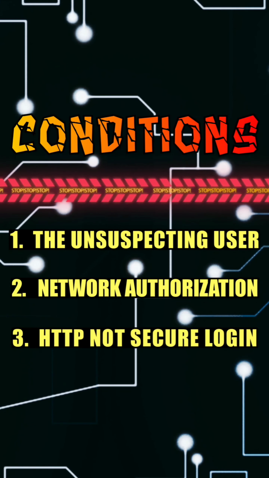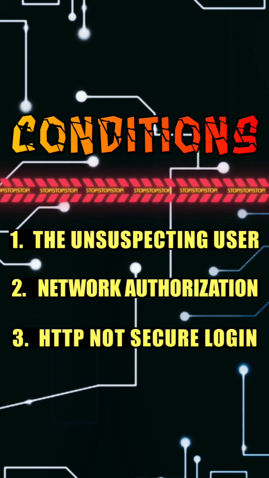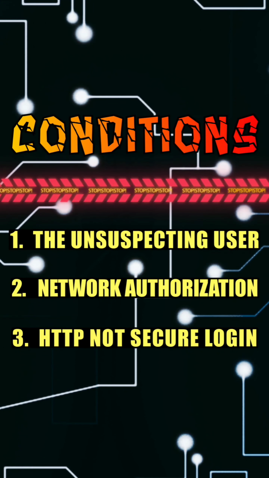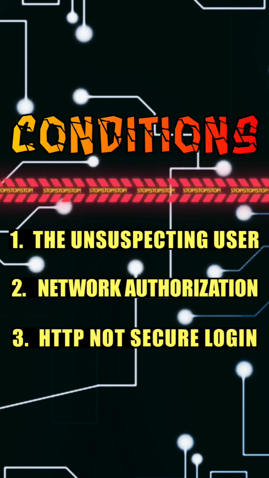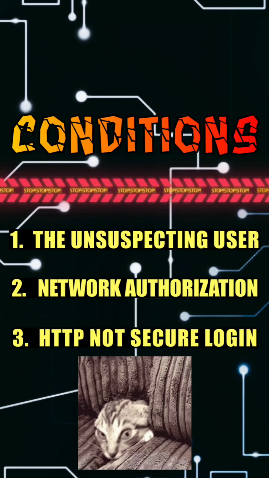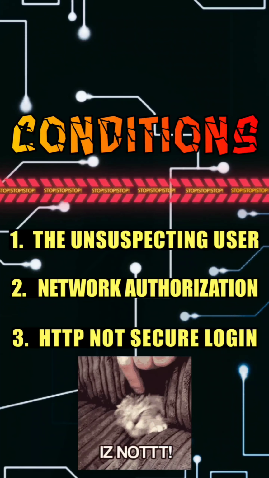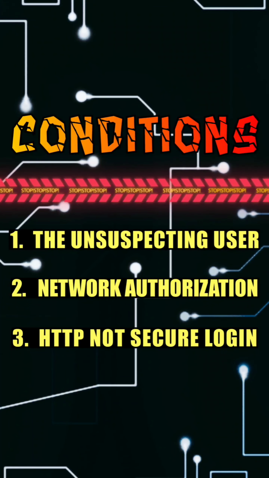3. HTTP not secure login page. This condition is meant to be the focal point of the demonstration. The primary difference between HTTP and HTTPS is with HTTP, the data transmitted between your device and the website is not encrypted. This means that any information you provide, such as login credentials, personal details, or credit card information, could be intercepted by anyone listening.